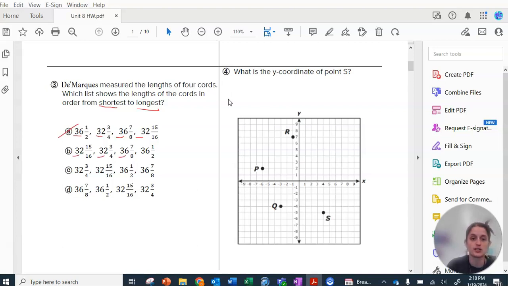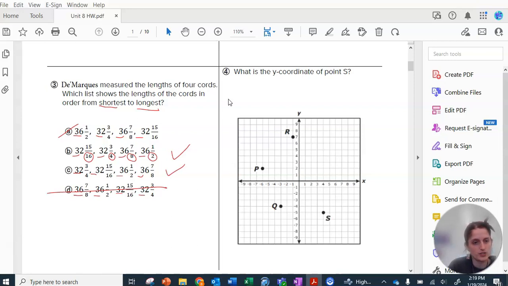32, 32, 36, 36, that does show shortest to longest when it comes to whole numbers. 32, 32, 36, 36, okay, that one also looks good with the whole numbers. 36, 36, 32, 32, that's going greatest to least. Now you only need to worry about 2 options. Let's see, I see fractions that have denominators of 16ths, 4ths, 8ths, and halves, or 2s. And they're the same fractions in both problems, they're just in different orders.